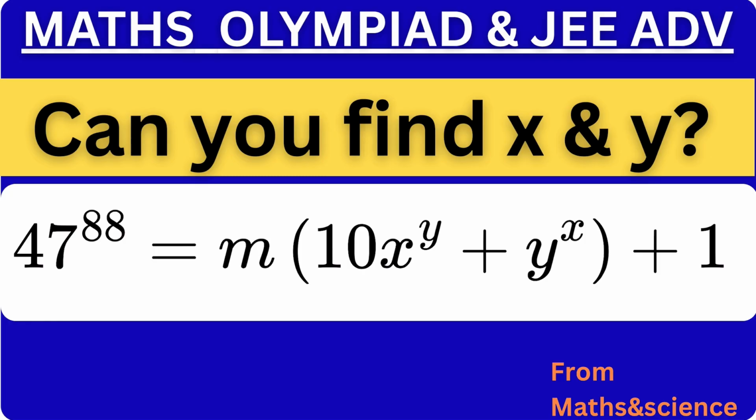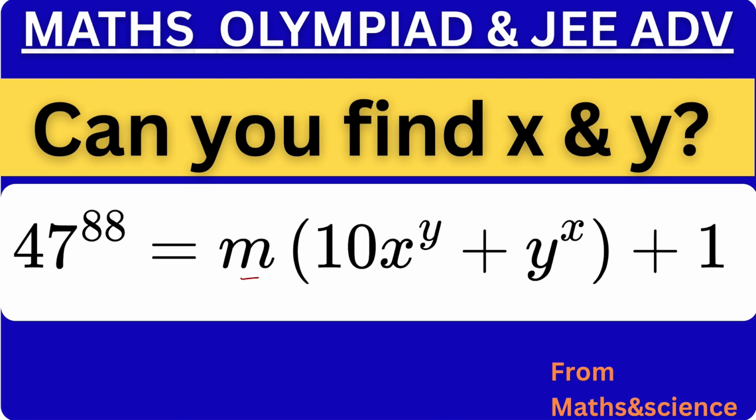Now we will be discussing a very good algebra question involving number theory. It will be useful for both Maths Olympiad and JEE Advanced aspirants. Can we find out x and y? In the equation 47 to the power of 88 is equal to m into bracket 10 into x to the power of y plus y to the power of x bracket close plus 1.